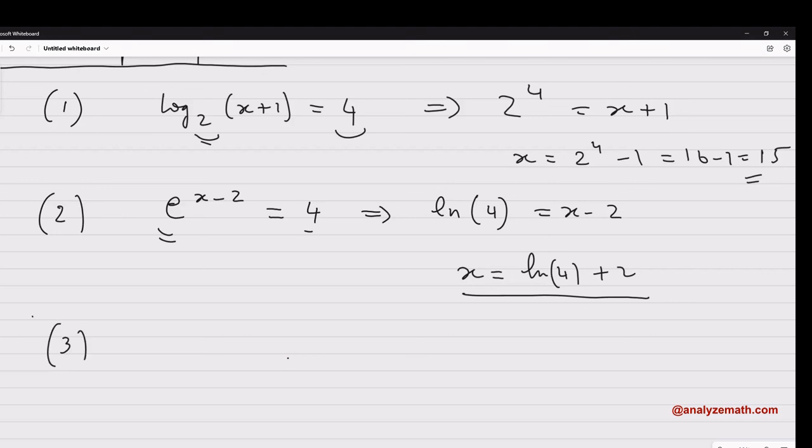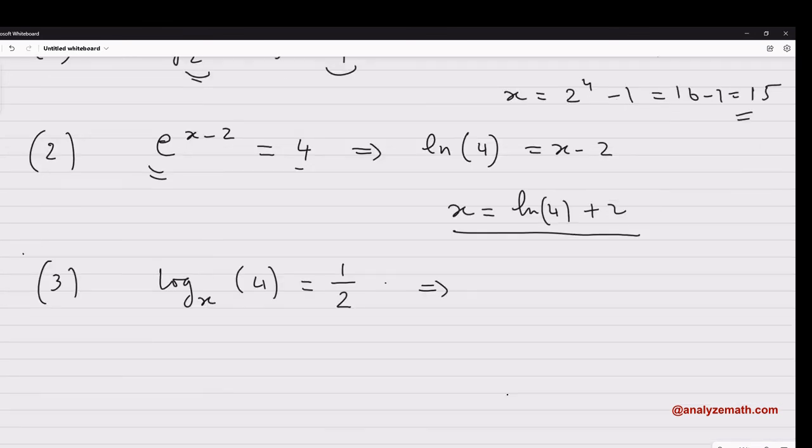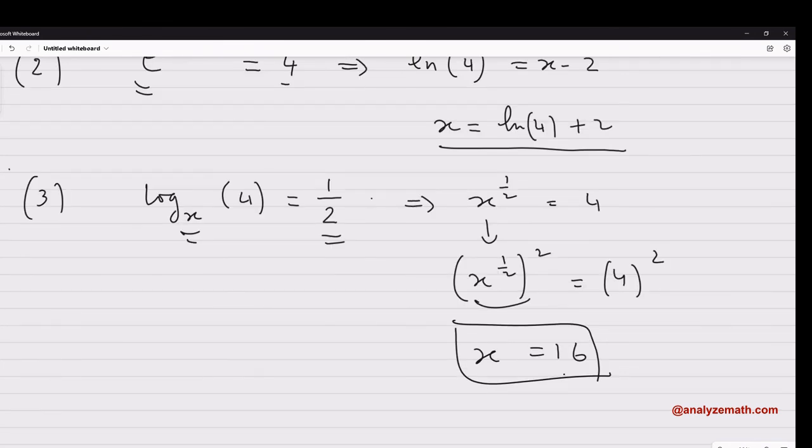Another example where the variable, the unknown, is in the base. So let's solve this equation. Log base x of 4 is equal to 1/2. How do we solve this? Very simple. We just rewrite it as an exponential equation. So the base x to the power 1/2 is equal to 4. Now, how do we solve this from algebra? x to the power 1/2, I just square both sides, of course. And when I do this, this will simplify to x equals 16. So what we have is log base 16 of 4 is equal to 1/2.